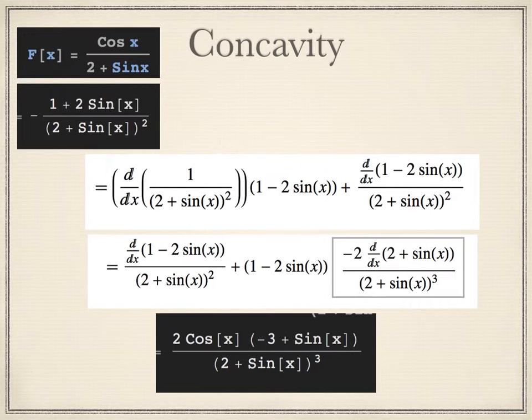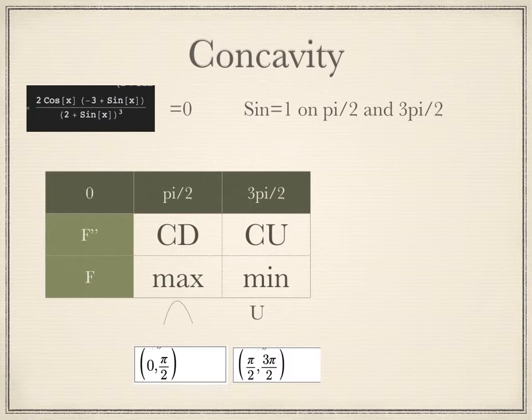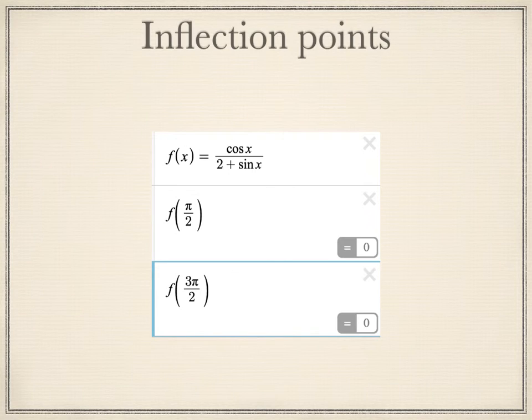Now we need to set this equal to 0. When we set this equal to 0, we find that sine of x is 1 at pi over 2 and 3 pi over 2. And we have a concave down, which is the maximum as shown on the graph. The f double prime is concave down, and how it affects the graph is there's a maximum, which means it goes from increasing to decreasing. And then we have a minimum. So the concavity interval would be 0 to pi over 2 concave down, and concave up is pi over 2 to 3 pi over 2.